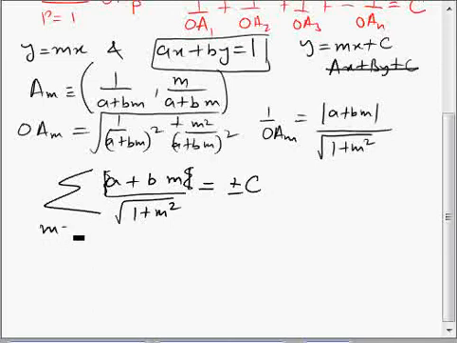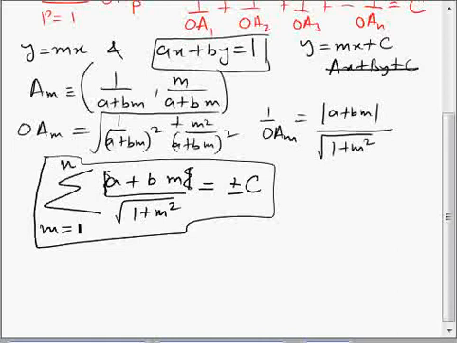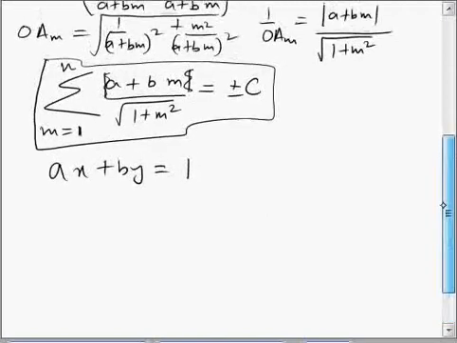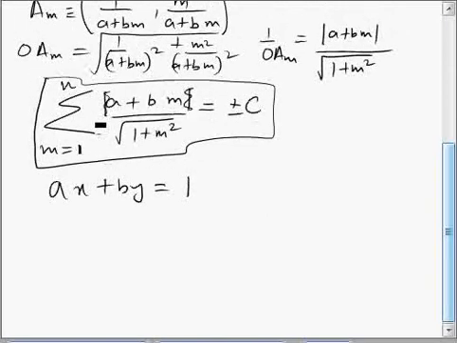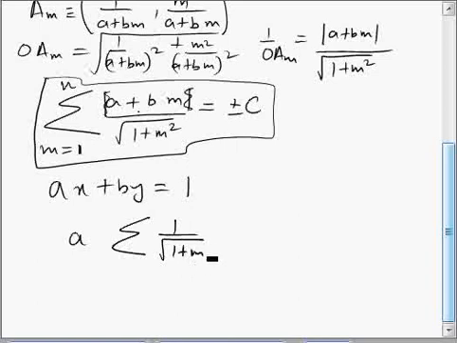Now we have to show this line ax plus by equals 1 passes through a fixed point, that there is a point through which it will always pass. Generally in this question it's easy, because if you look at this expression, I have to take sigma over m, and a and b are constants with respect to m. So I divide this plus sign into two parts, shift a out, it becomes a times sigma of 1 by root of 1 plus m square, m varies from 1 to n. Then b times the summation of m over root of 1 plus m square. This is constant, say capital C. Plus minus c I replace by capital C.